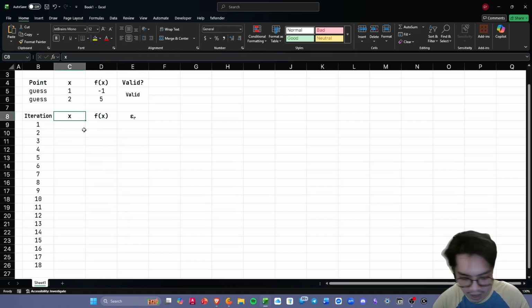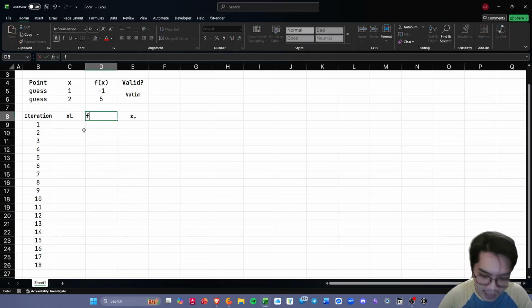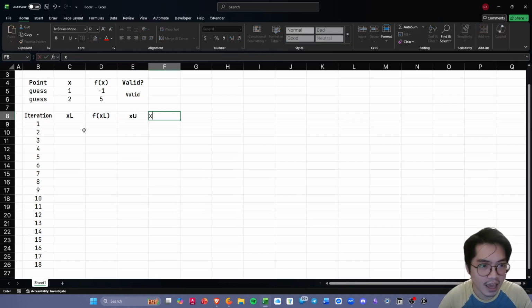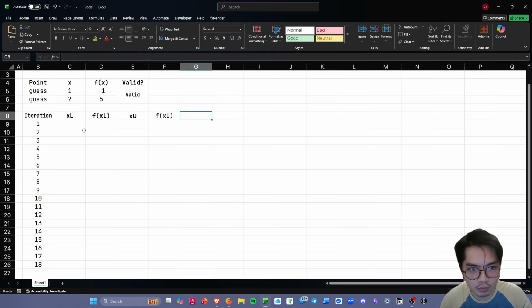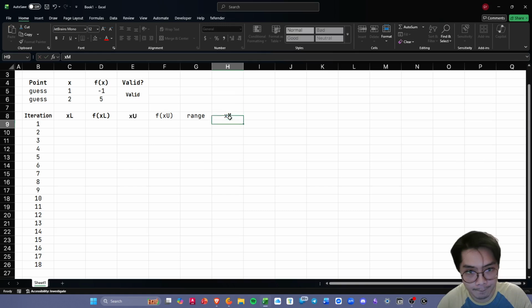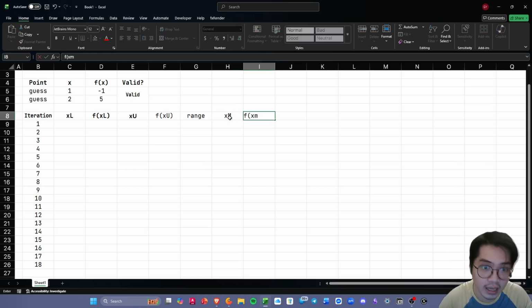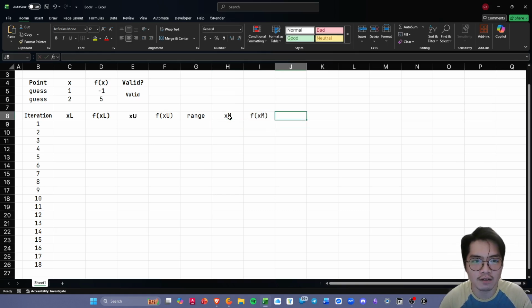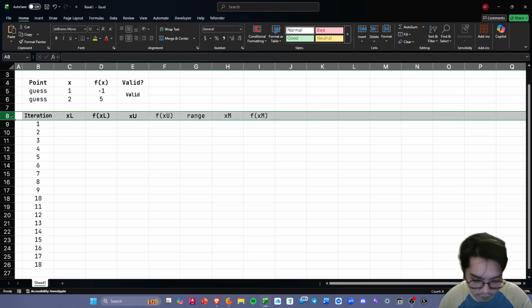What we will do is now have x and then L and then f of xl, that is the lower bound. And then here we have xu and then f of xu. Note that we will have a range, which we can compute by itself. And then we will get xm and f of xm, so that we can find what's supposed to happen. Okay, let's fill in all of these values.